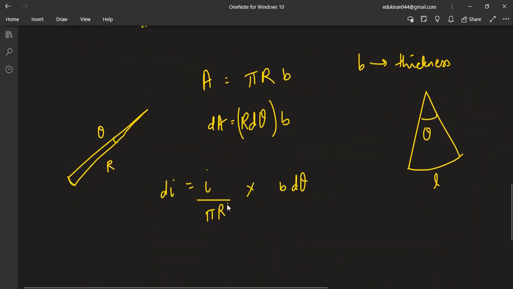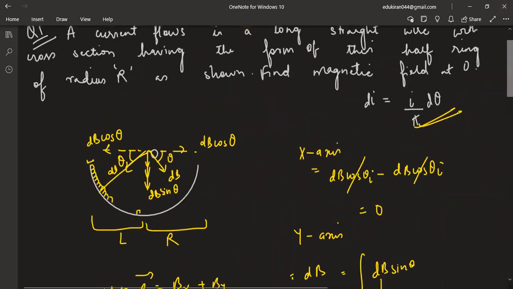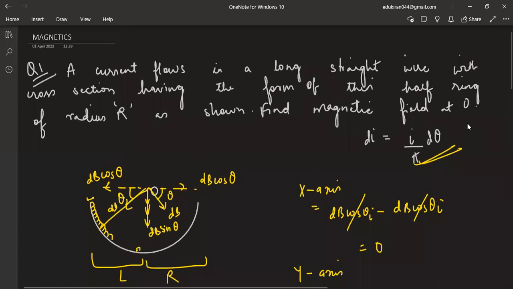See, here we have thickness pi r into b, this part, pi r into b. And now, if you rearrange it, you have R B d theta. So R B and R B cancel. This is what you have as I by pi d theta.